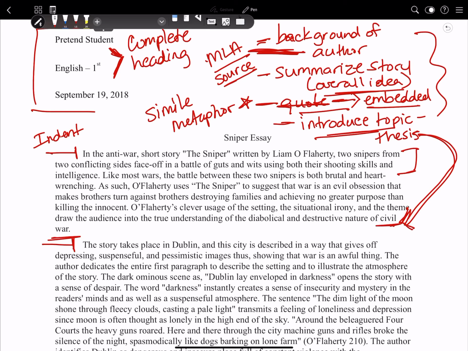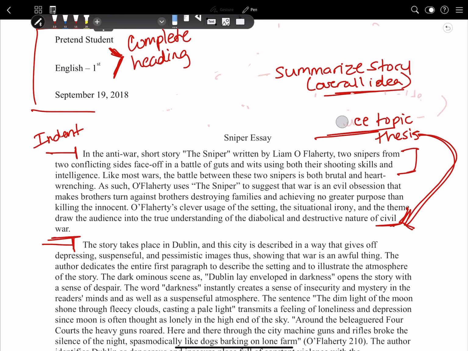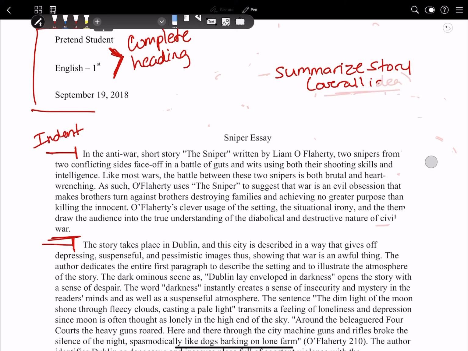In the anti-war short story, "The Sniper," written by Liam O'Flaherty, 2 snipers from 2 conflicting sides face off in a battle of guts and wits, using both their shooting skills and intelligence. So clearly, she went with the basic idea of summarizing briefly what happened in the story. That's what she goes with for her intro. Right? This first little section right here, that's her overall idea. She's summarizing the overall story and what goes on with the story.